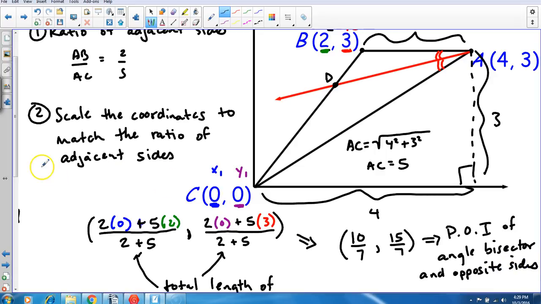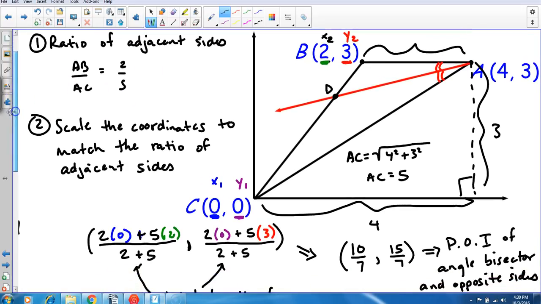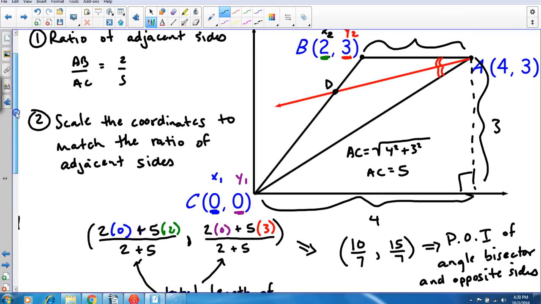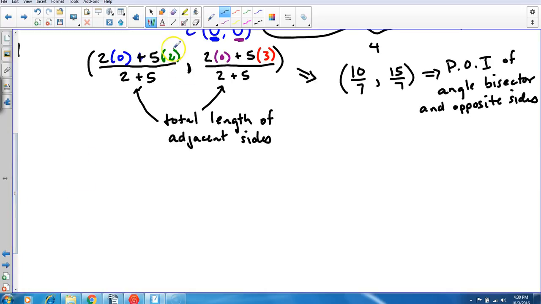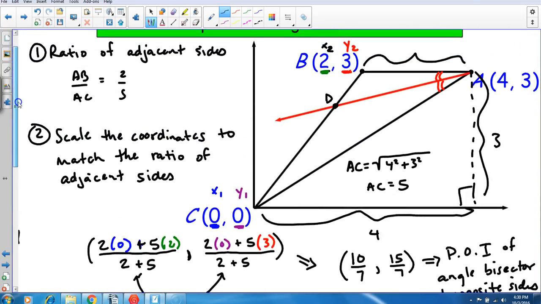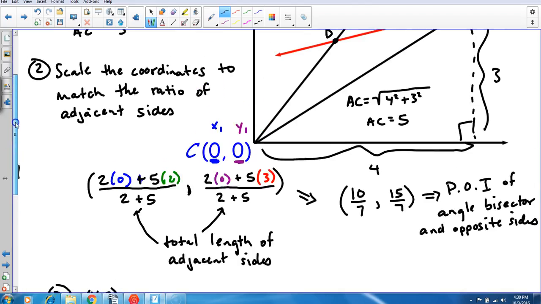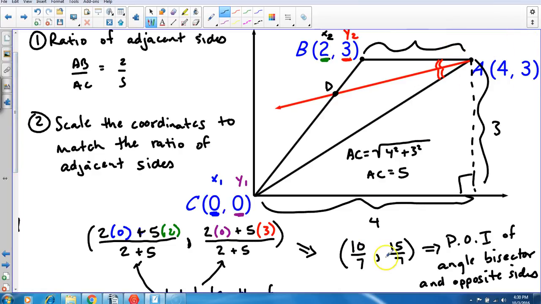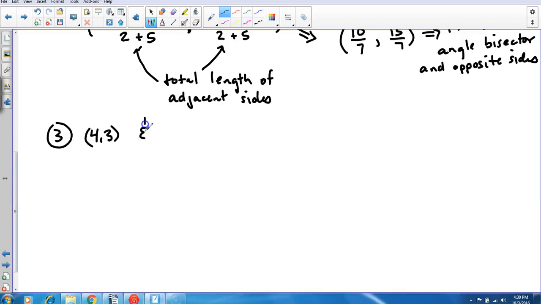All right, so we've scaled this so that it fits the ratio of our adjacent sides, and we used that in order to figure out the coordinates of point D, or the point of intersection. The last part of this, and that's really the toughest part, is figuring out this scaling. Now we've got 2 points for our angle bisector, so use those 2 points. I know that the angle bisector passes through 4, 3. That was point A up here. And the other one is 10/7, comma 15/7.